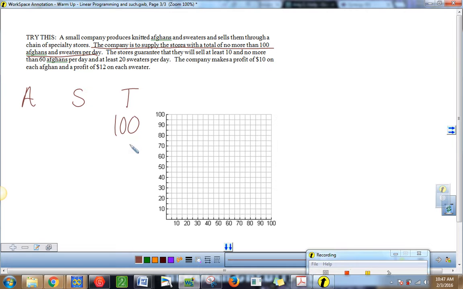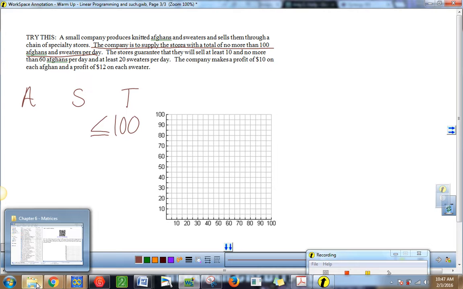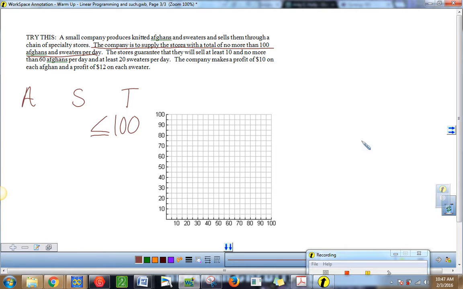So is 100 the highest or the lowest number they can have? This is the biggest that it can get. They're not allowed to have more than that. Afghans and sweaters. Okay? The store guarantees, guarantees, that's a big word. The store guarantees they will sell at least 10 and no more than 60 Afghans per day. What does that mean? It's going to be between that, right?